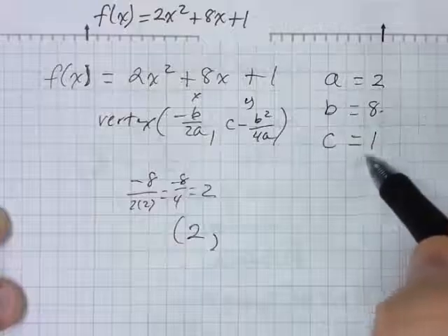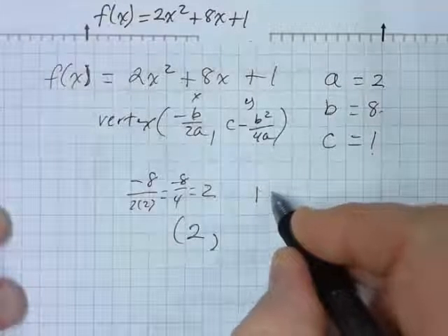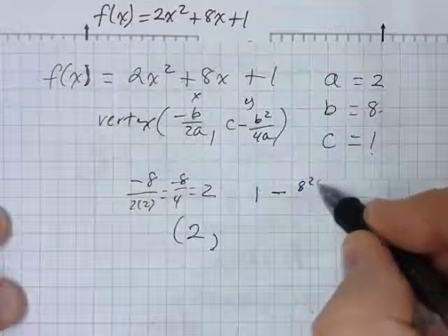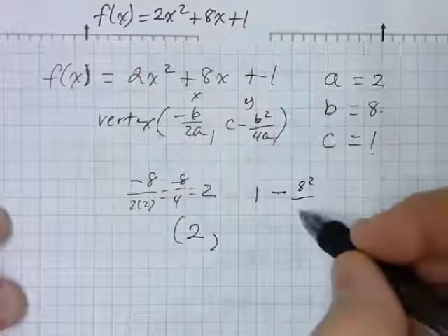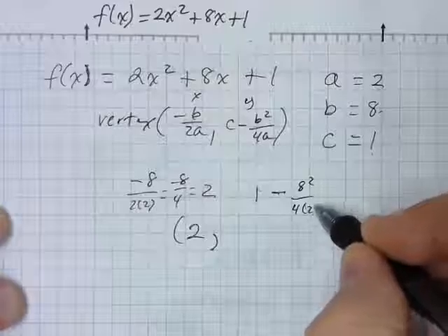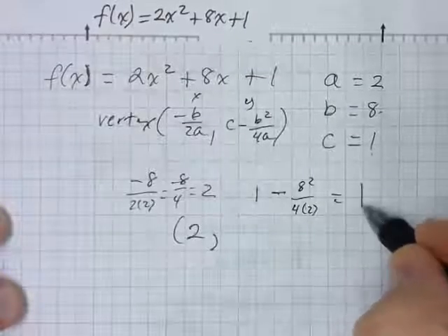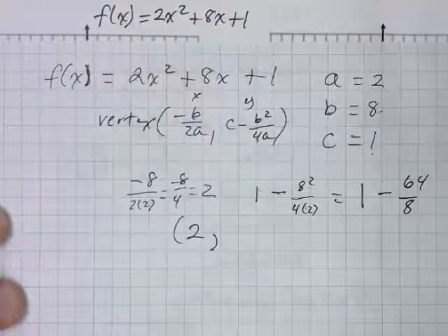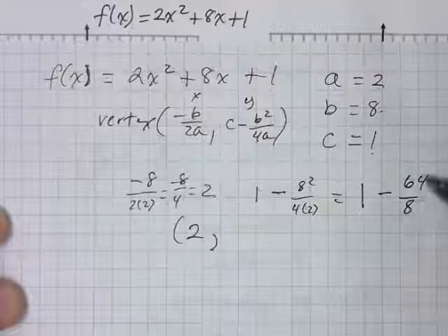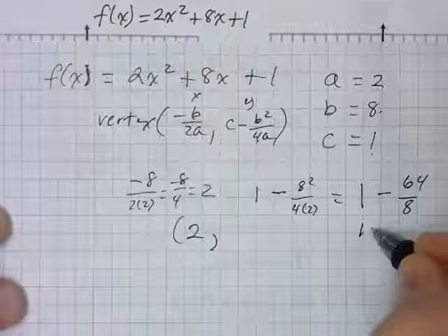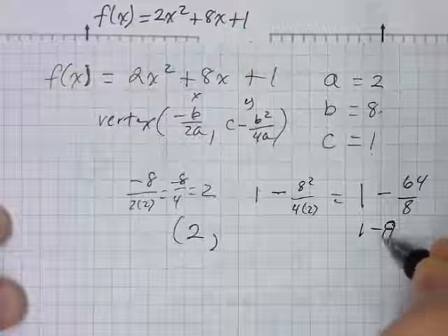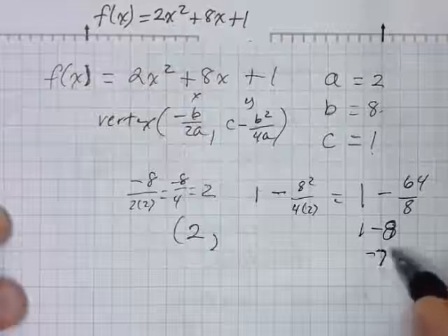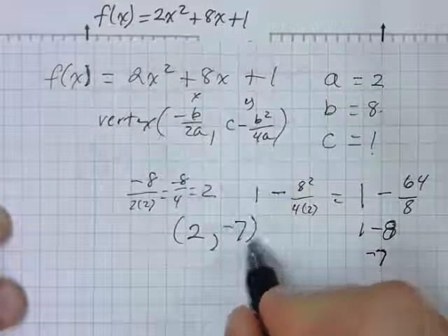The y coordinate starts with c, which is 1, minus, and then our b squared is going to be 8 squared, and then 4 times 2 is going to give us 8 there also. So I'm going to simplify that to 1 minus 64 over 8. Then, of course, this reduces to 8, so 1 minus, that should be an 8. And then 1 minus 8 gives us a negative 7, so the y coordinate is at negative 7.